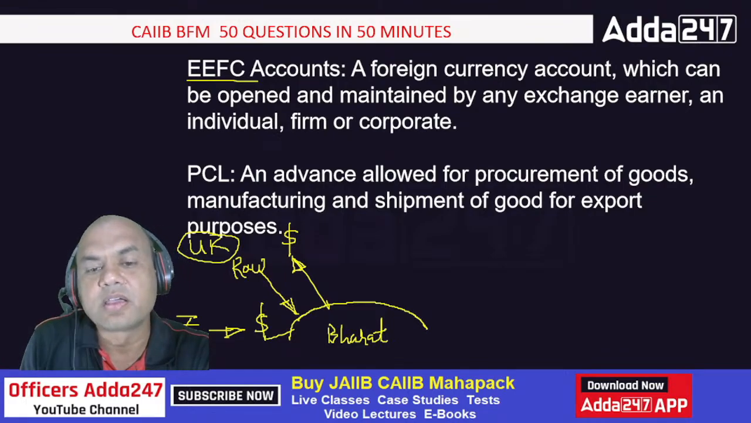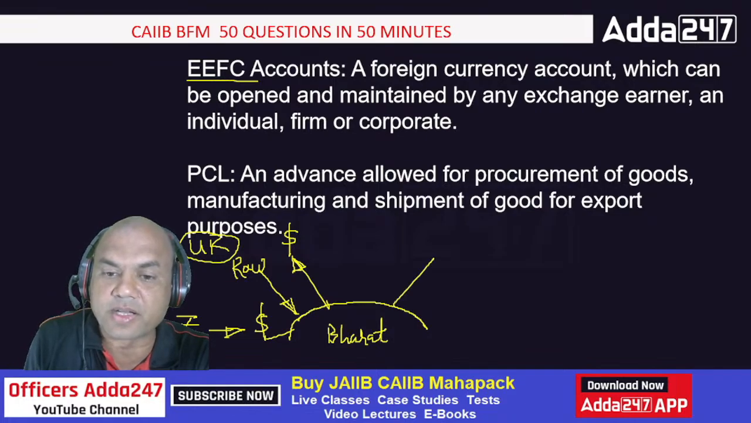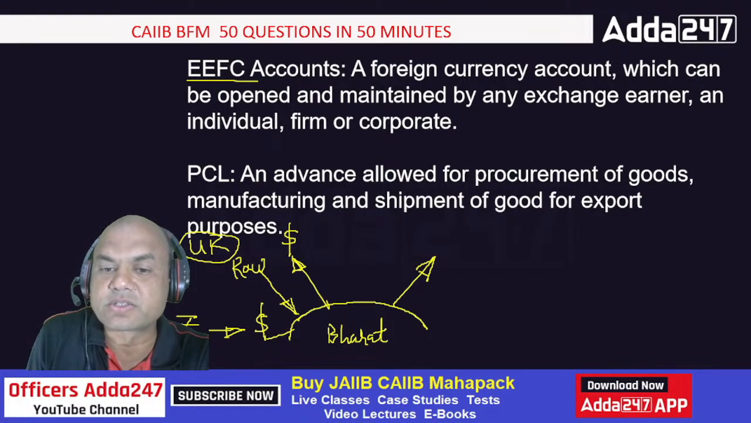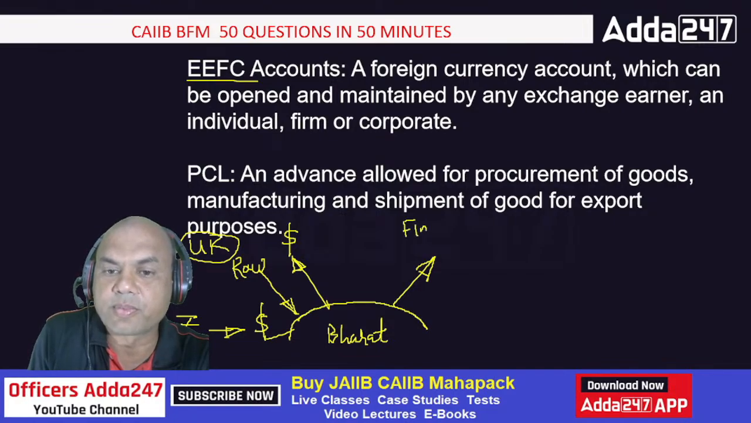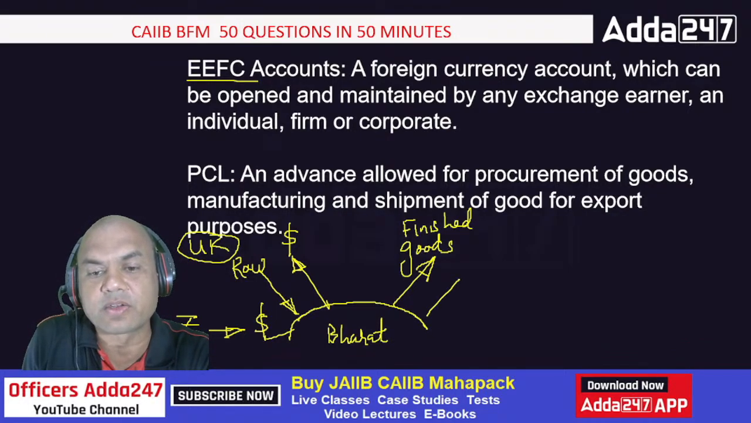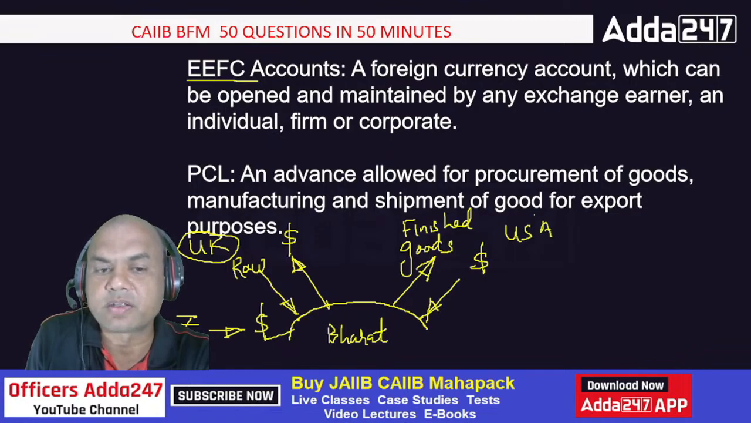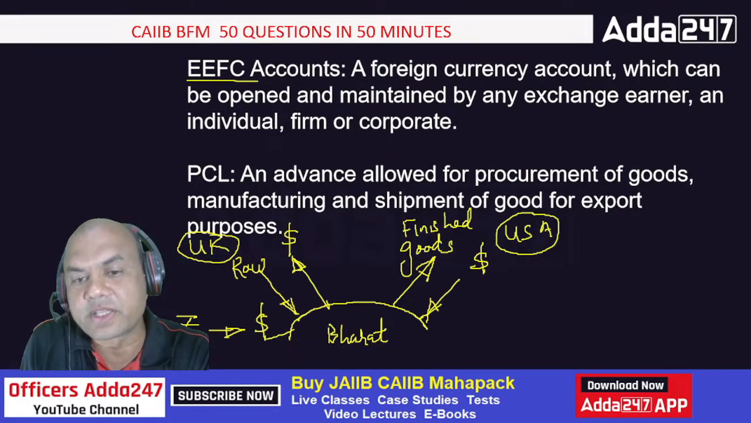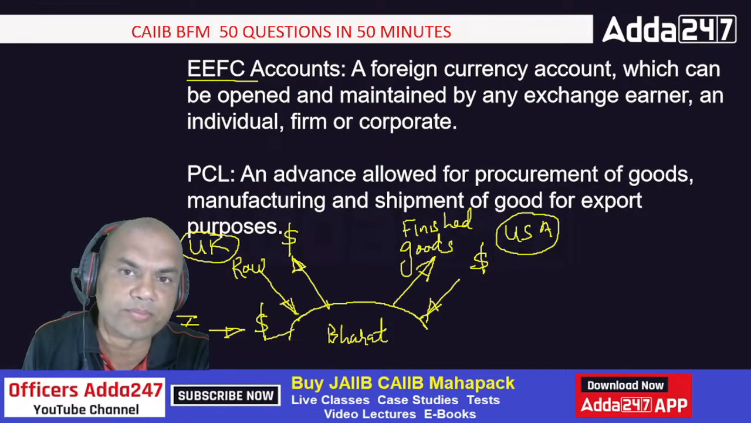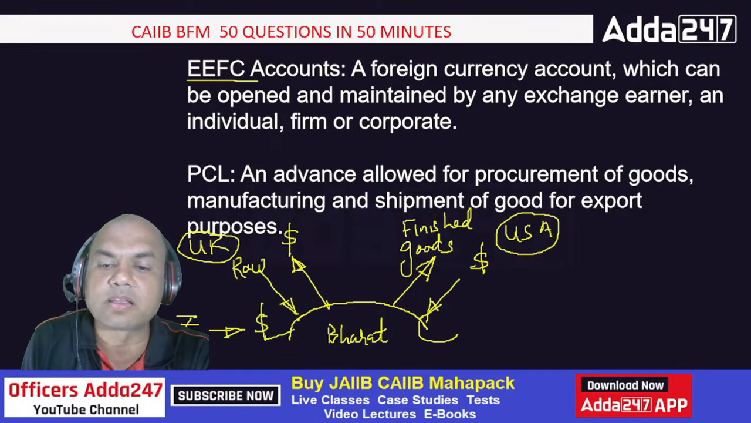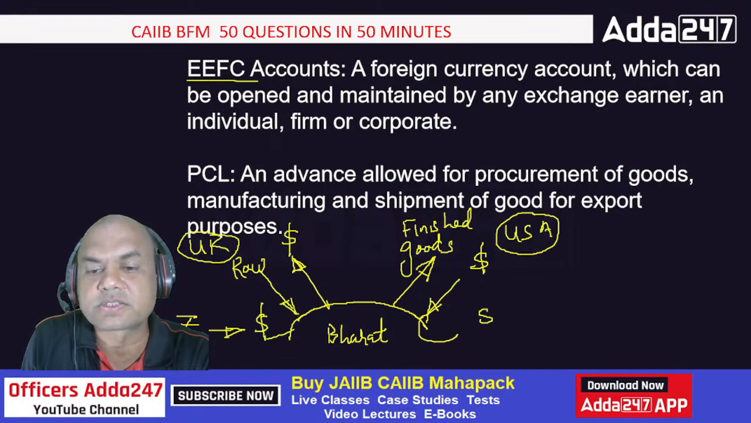Now second thing, I'm doing the export also. I'm sending the finished goods, and once I send the finished goods, I'll be getting dollars. Let's say I'm sending it to USA. So I'm sending the finished goods to USA and I'm getting dollars from there. Now these dollars, what will I do? I'll again convert them from dollars to rupees.